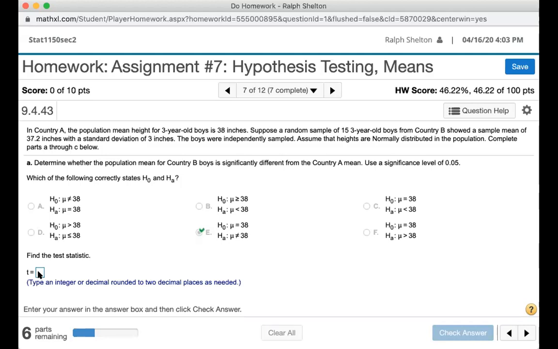And standard error, remember we said it's S over the square root of N. Well, they gave us S in this problem, 3 inches. So it's 3 over the square root of N. N is 15. There were 15 boys that were tested. So let me write that down here. Standard error equals S over the square root of N equals 3 inches over the square root of 15. So switch it so you can see that.